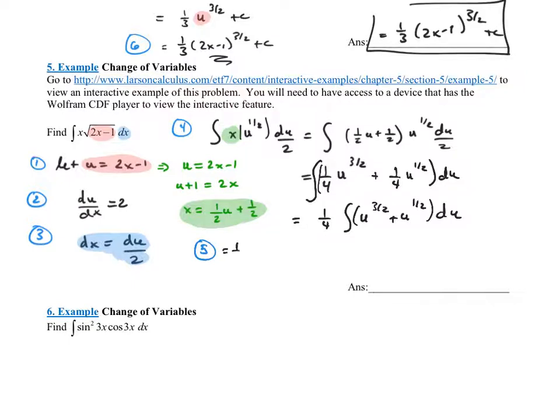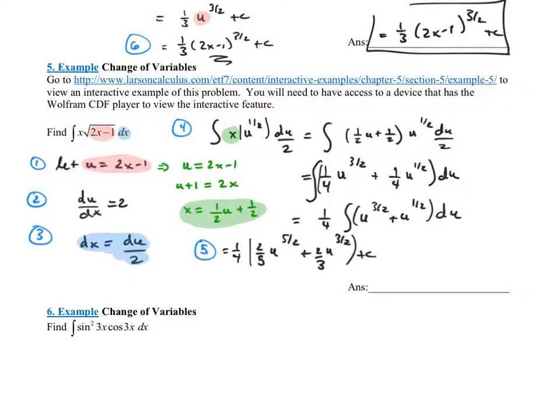So this would be 1/4, well, what's the integral of u to the 3/2? Well, 3/2 plus 1 is 5/2, right? So that'd be u to the 5/2 divided by 5/2, which is the same thing as multiplying by 2/5, the reciprocal, plus the integral of u to the 1/2. 1/2 plus 1 is 3/2, so that would be u to the 3/2 divided by 3/2, but that's the same thing as multiplying by 2/3. Of course, we have our plus c.